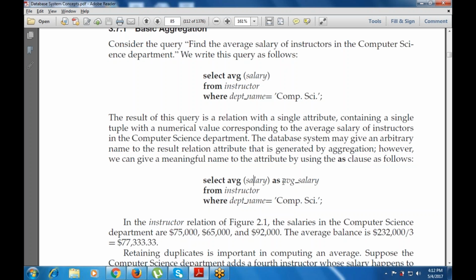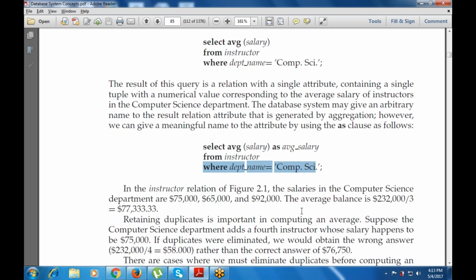So that is select AVG salary as AVG_salary from instructor where the department name equals computer science. In the instructor relation, the salaries in the computer science department are 75,000, 65,000, and 92,000. So the average is 232,000 divided by 3. That means it is calculated by adding these 3 salaries and dividing by 3, because there are a total of 3 salaries.